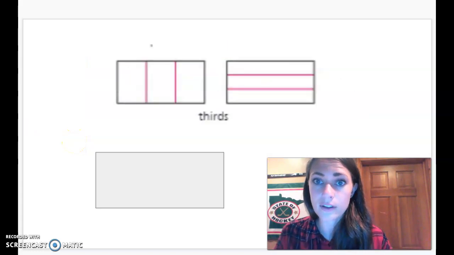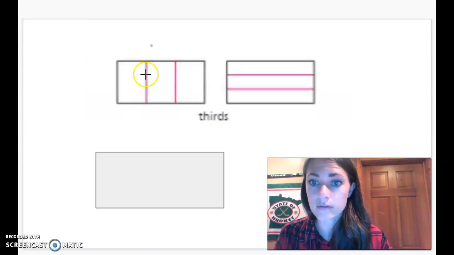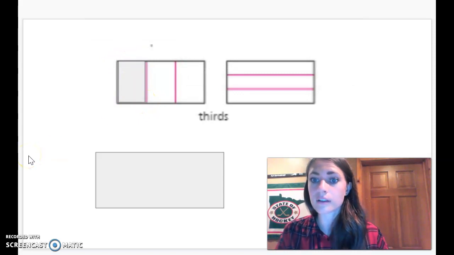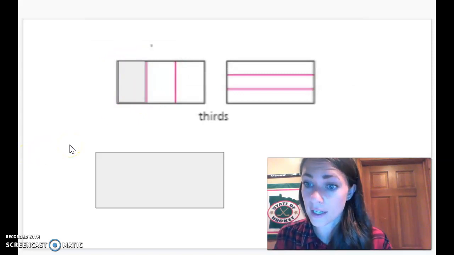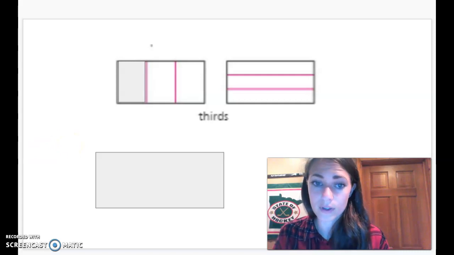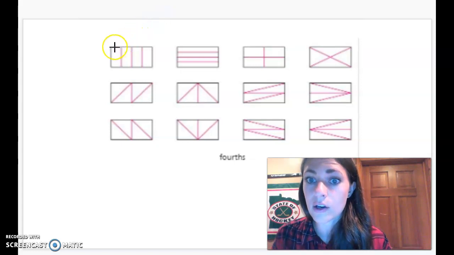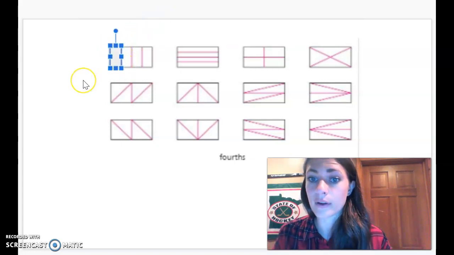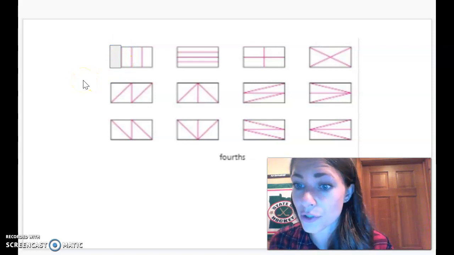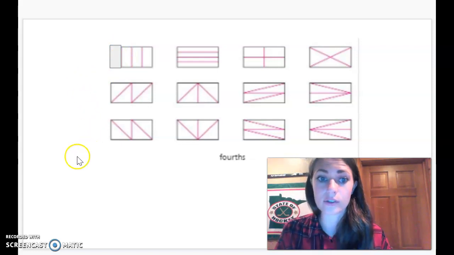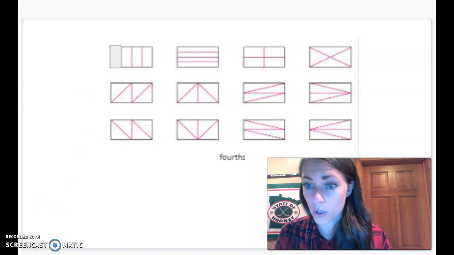When I'm talking about thirds, I would shade, you're going to color this in, 1/3 of my rectangle to show thirds. And for my fourths, I'm going to shade in 1/4 of my rectangle so that it shows a fourth. Okay, so you'll do the same thing in your workbook page.